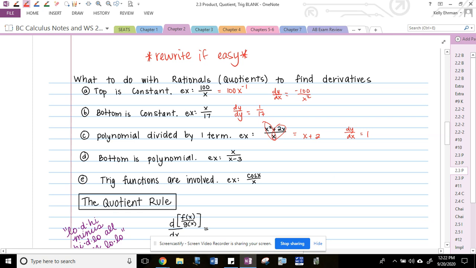Now, for examples D and E, I cannot split this fraction up, upside down heart, can't do that. And cosine x over x, there's not really any way to rewrite either of these to get rid of the fraction or be able to just use a power rule or something like that. So these two, if you can't rewrite, this is where we need to use the quotient rule. Quotient rule needed.